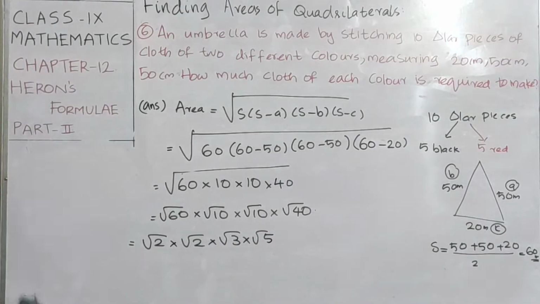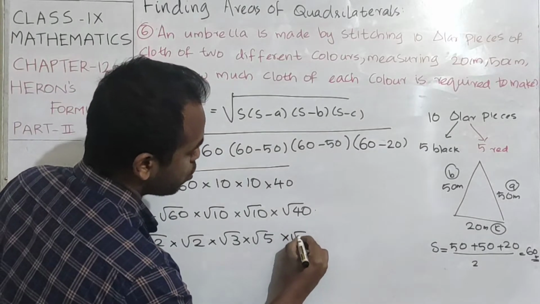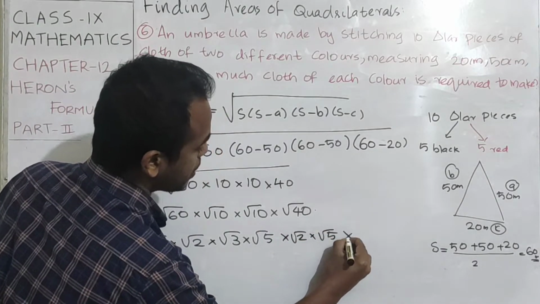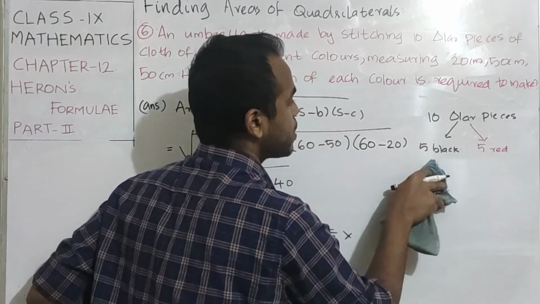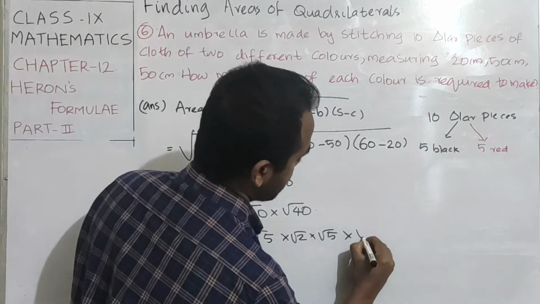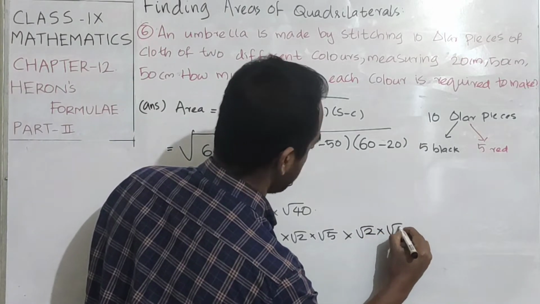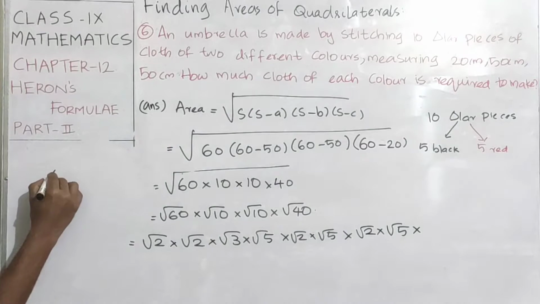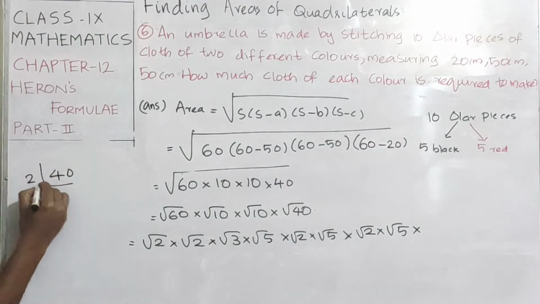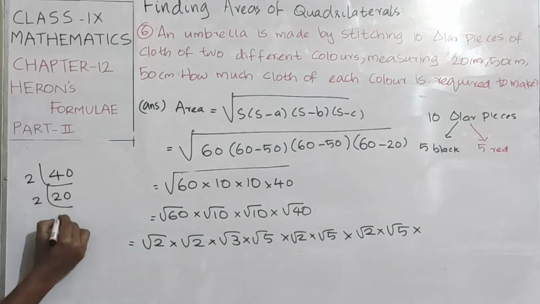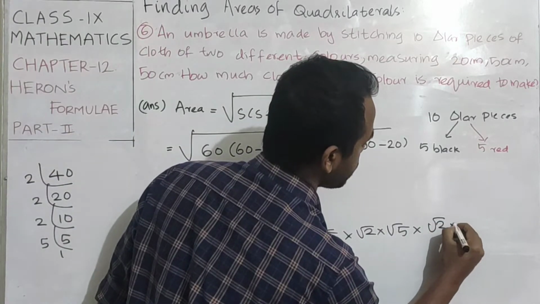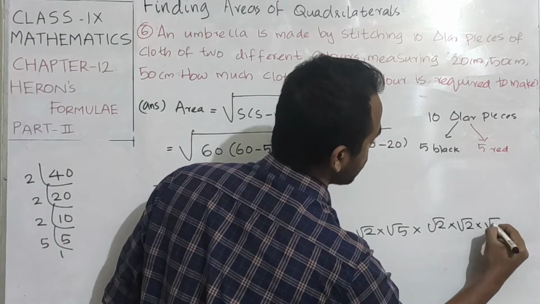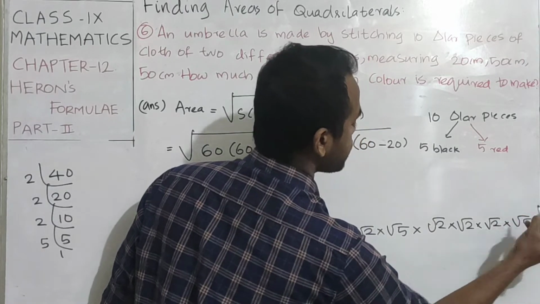We can easily prime factorize root 10 as root 2 into root 5. This is the prime factorization of 10. Another 10 is there, so we don't need any more. We can again write it as root 2 into root 5. Then how will you prime factorize 40? 40 can be prime factorized as follows: 2, then 20, then again by 2, 10, 2, 5. That's it. So it is root 2 into root 2 into root 2 into root 5.